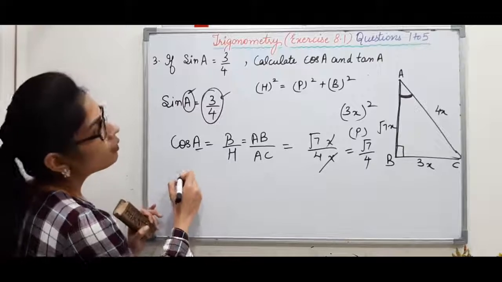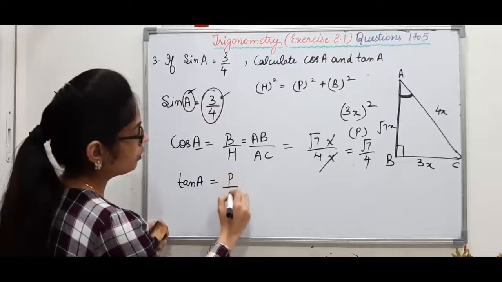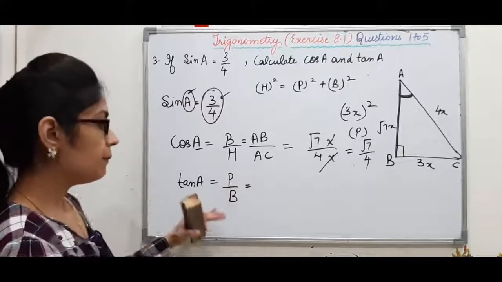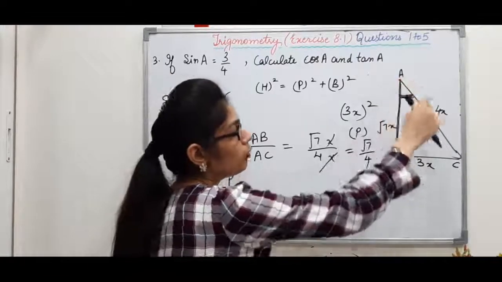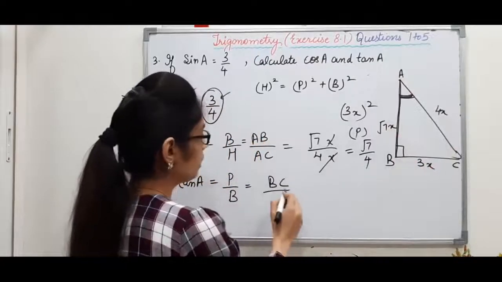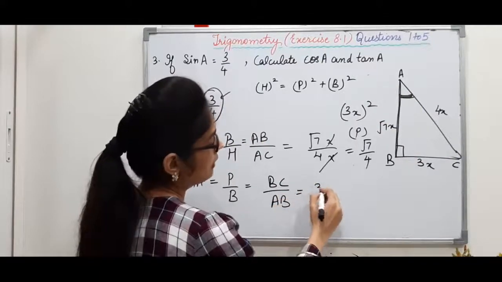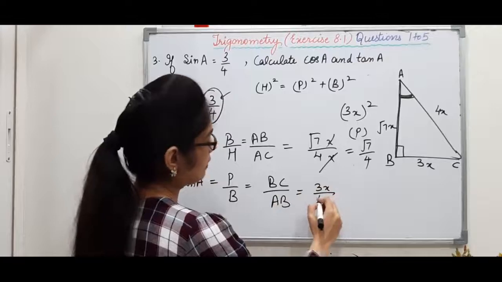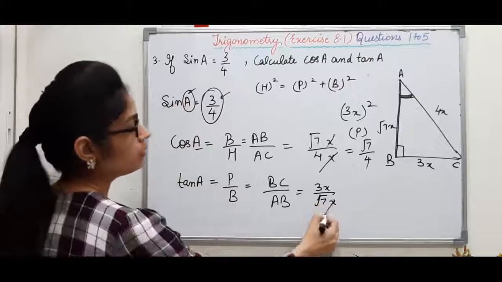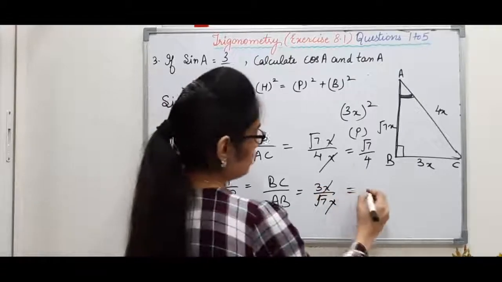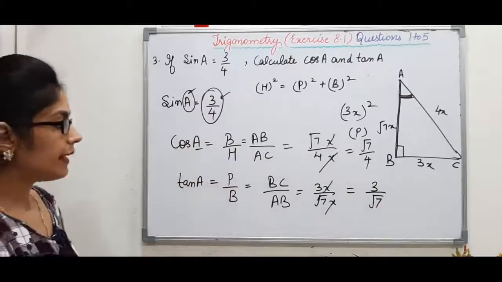Now we have to find tan A. Tan A is perpendicular over base. Perpendicular is opposite, base is adjacent. With respect to A, the opposite side is BC, so let's write it down, and the adjacent side with respect to A is AB. So BC is 3x, and AB is root 7 into x. This x and this x will get cancelled. So we are left with 3 upon root 7. So this is the value of tan A.